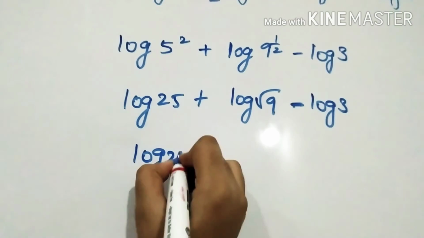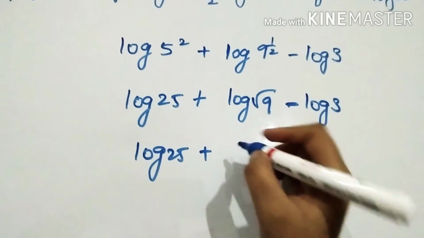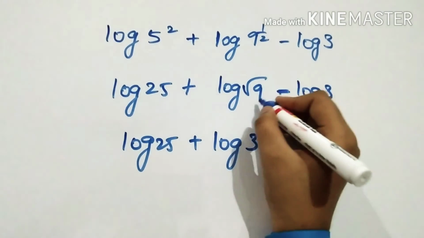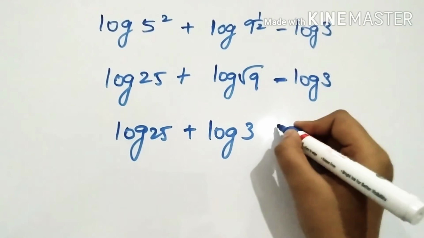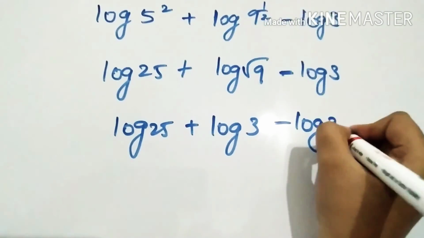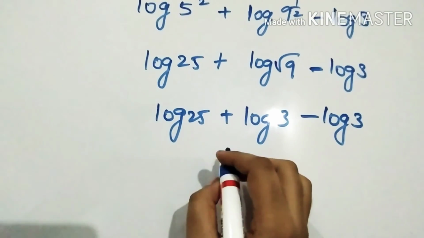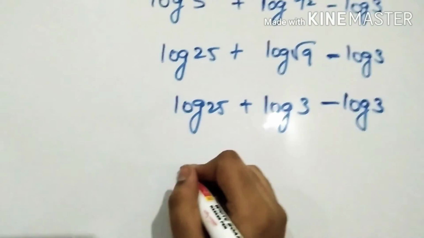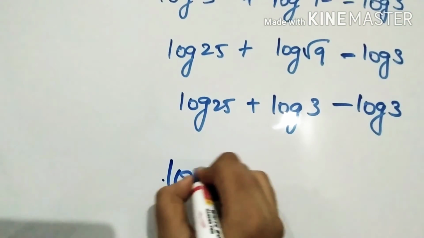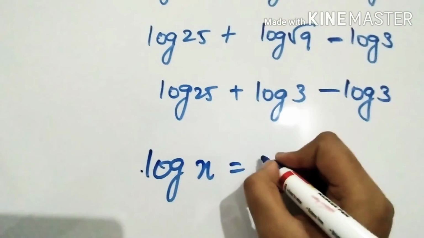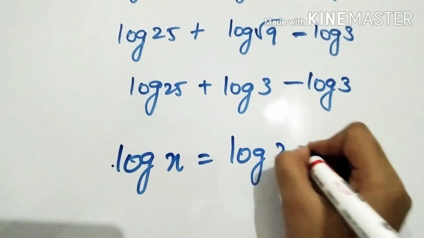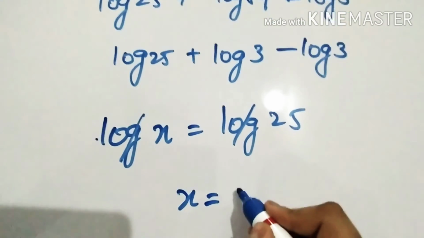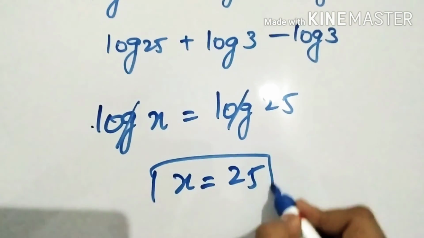Log 25 plus log 3, since root 9 is 3, minus log 3. So log 3 minus log 3 is 0. So log x is equal to log 25. Log gets cancelled. x is equal to 25 is the answer.